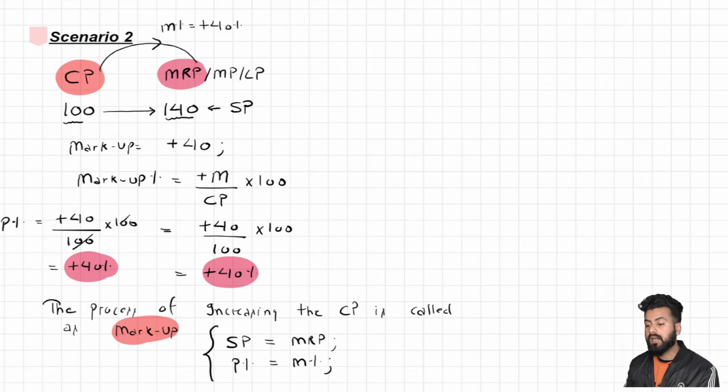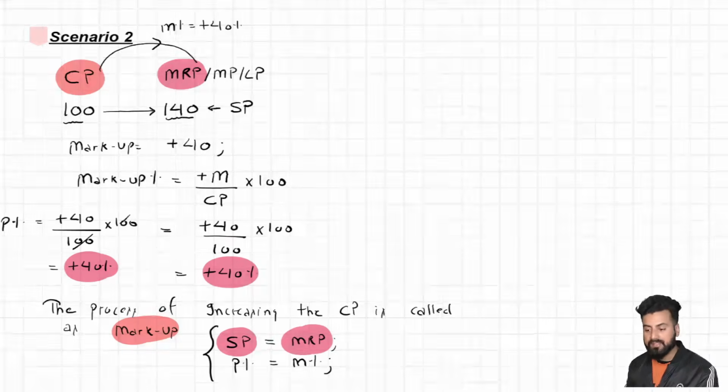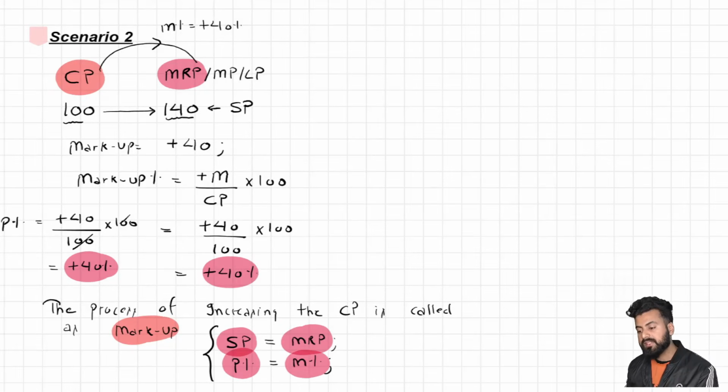तो हमें क्या समझ में आया? अगर selling price का value is same as MRP, in that case, profit percent is always equals to markup percent. A very important learning for us. And if you have understood this, it is now time to extend this scenario a little bit.